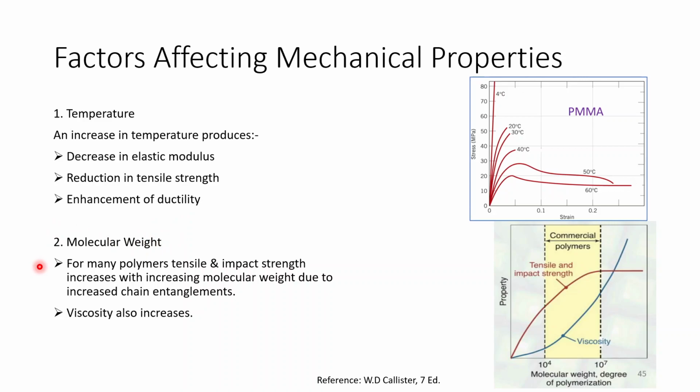Next up, molecular weight. For many polymers, tensile and impact strength increase with increasing molecular weight due to increased chain entanglements, and viscosity also increases. From here you can see, as molecular weight or degree of polymerization keeps on increasing, your mechanical properties keep on increasing. Viscosity is also increasing, and tensile strength and impact strength are also increasing, and in both, the optimum conditions are at some commercial polymers.